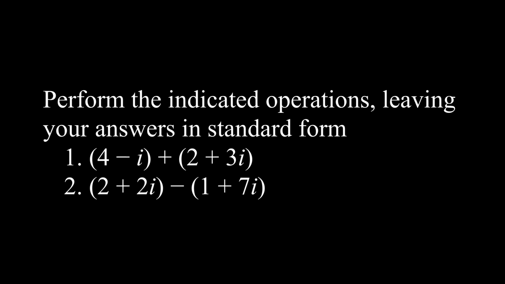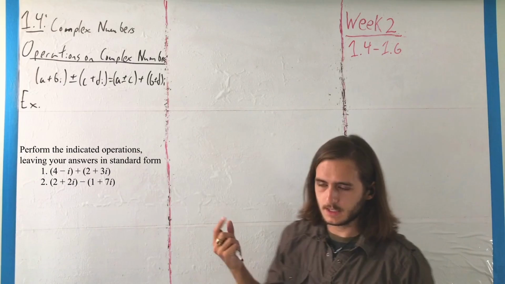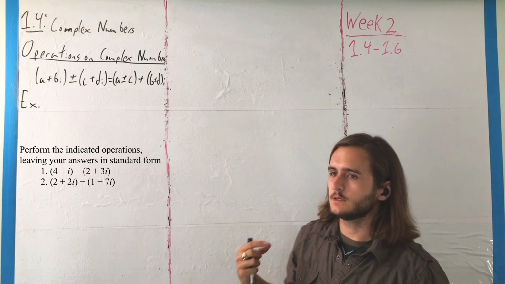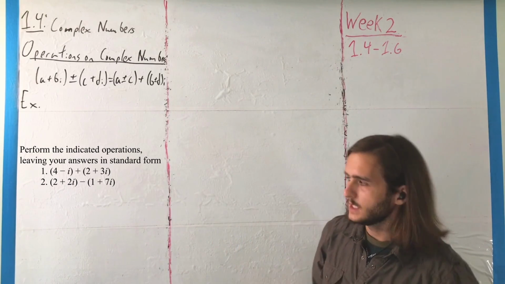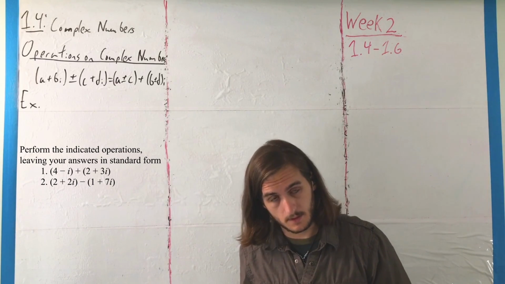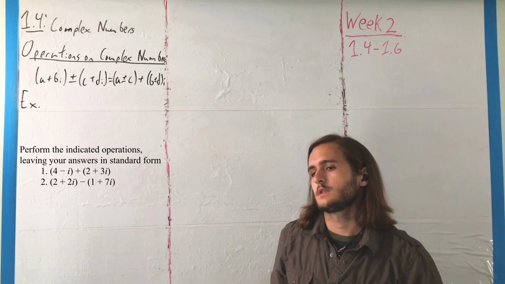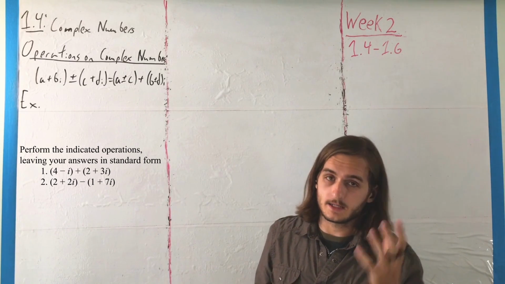So for this example, we want to perform the indicated operations, leaving our answers in standard form, where we have 4 minus i plus 2 plus 3i, and 2 plus 2i minus 1 plus 7i. When you're looking at these, it's kind of tempting to see, instead of two numbers, four separate things that match in places. But remember, each of those parts is itself a singular complex number. Complex numbers always consist of two values, even though sometimes one of them is 0, so it doesn't do very much, it is still there.